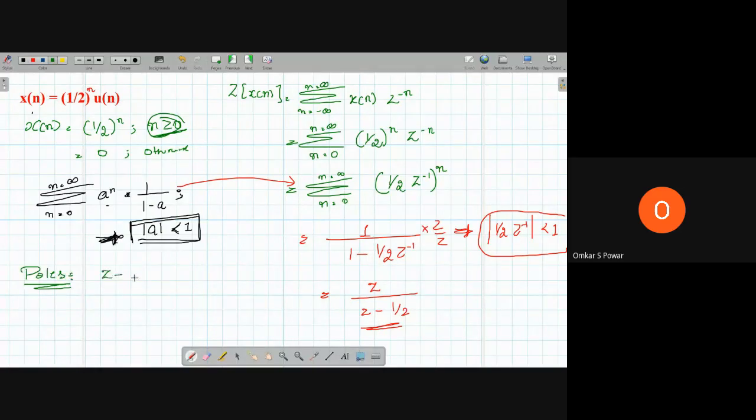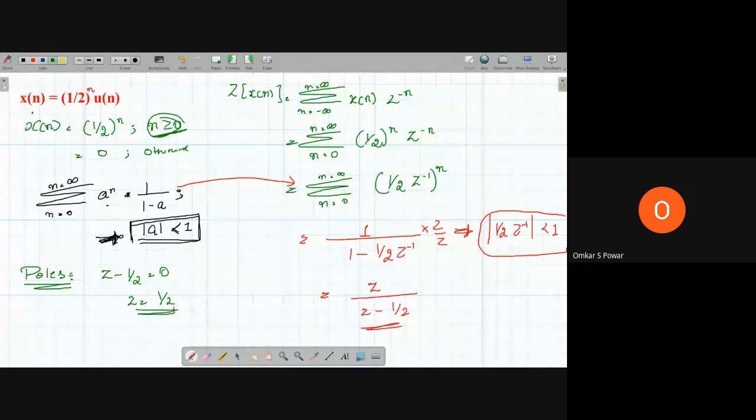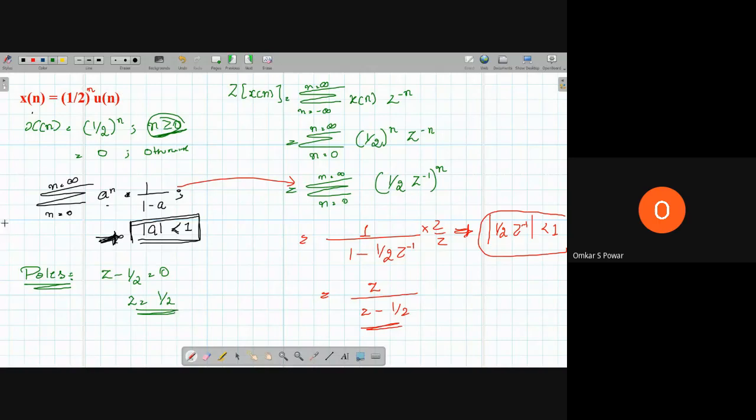So equating the denominator to 0, we will get a pole at z is equal to half. Now, in order to get the ROC, you have to go to your properties. Use the third property of the ROC, which states that if the time sequence is infinite, so your time sequence is infinite because you have u of n there and positive.